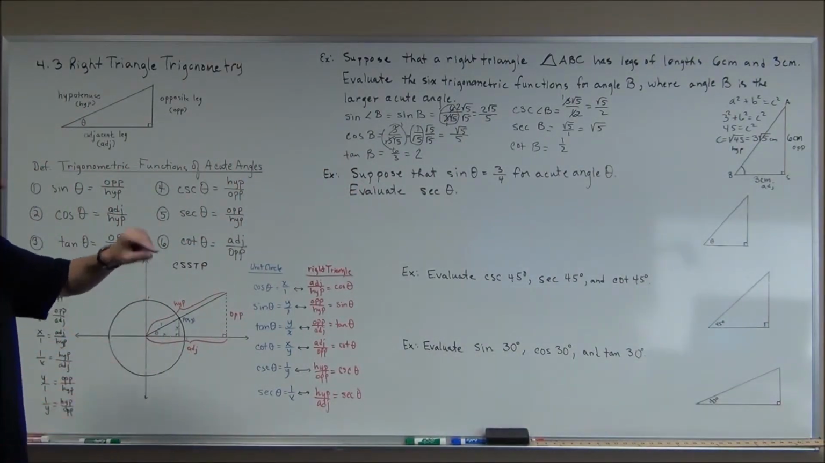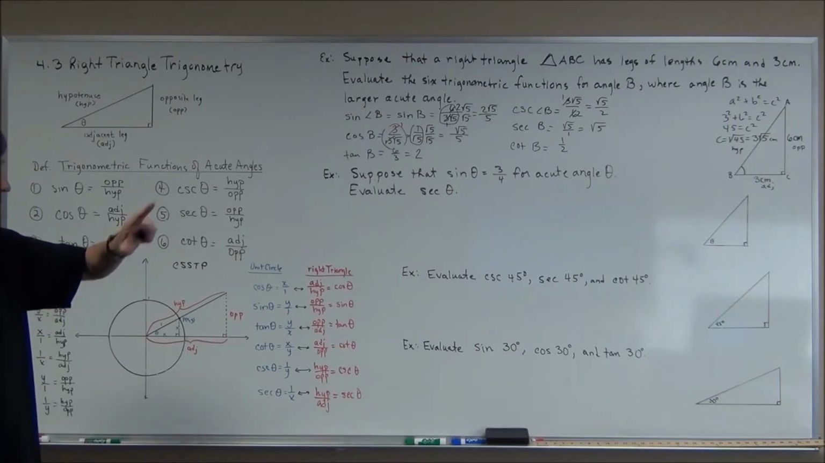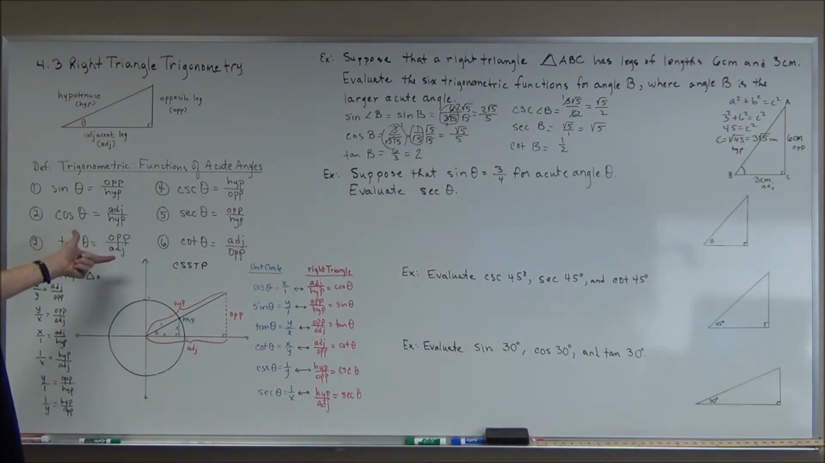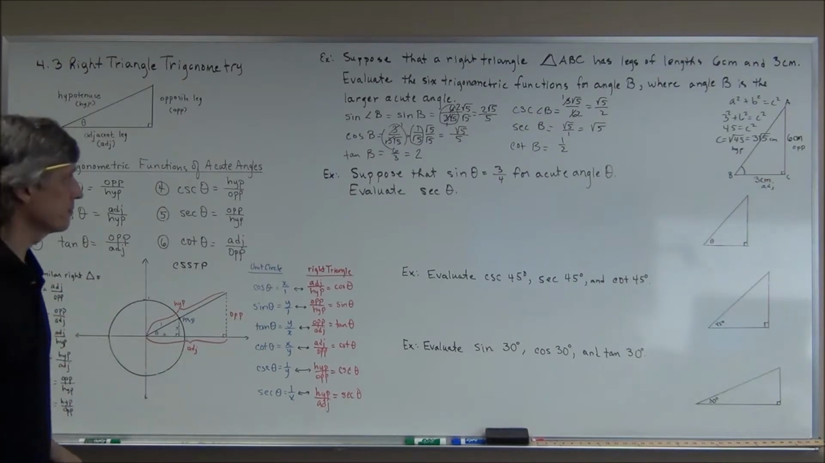I draw the triangle out, I find any missing sides using the Pythagorean Theorem, because it's a right triangle, and then I use these ratios, which I need to memorize.